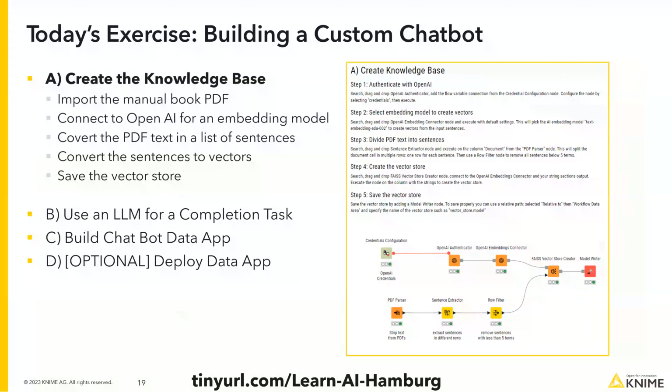All right, so for the first part, you're going to see the exercise on the left. You are going to have credentials to OpenAI already in the workflow, and you can then connect, authenticate to OpenAI. We're going to use OpenAI because it's handy today. It's also faster than these local models. But the concept is the same. We basically select an embedding model, and then we take the PDF, we divide it into sentences, and then we create a vector store. So as you can see, it's 1, 2, 3, 4, 5, 6, 7 nodes. Okay, so this is the first exercise.